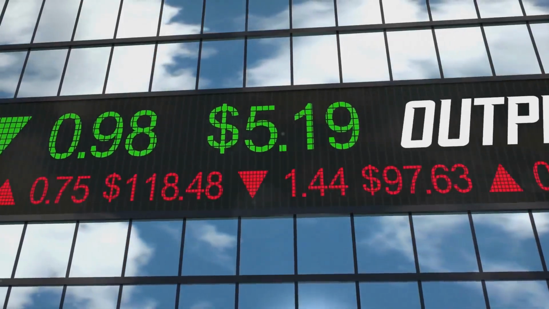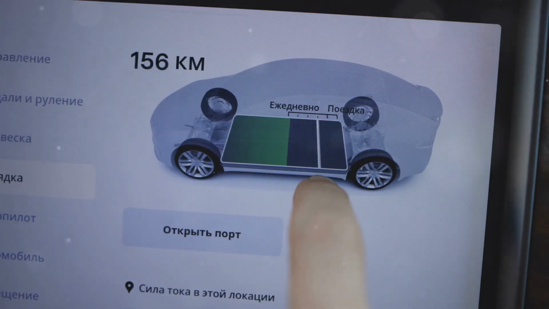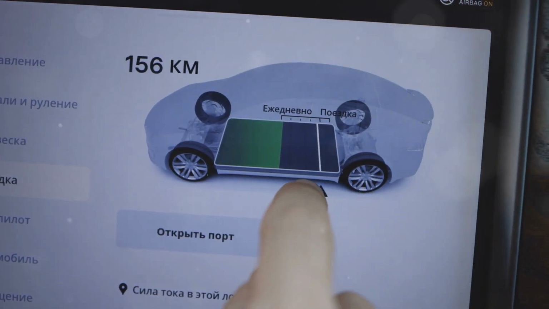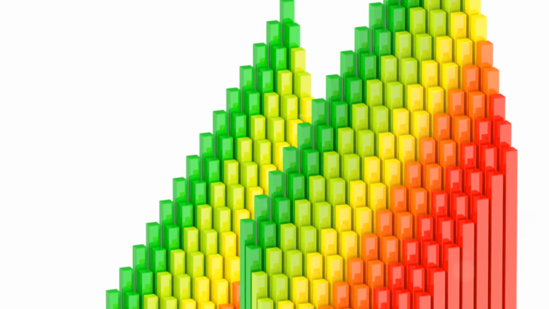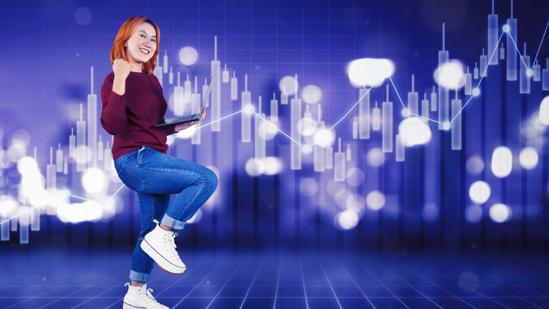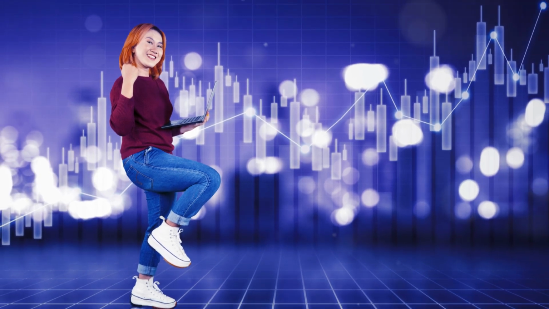Now, why does this matter? Deliveries are a key metric for Tesla because they indicate how well the company is scaling its production to meet demand. More deliveries mean more revenue, which is something investors love to see. And let's be honest, who doesn't like a good surprise in their portfolio?